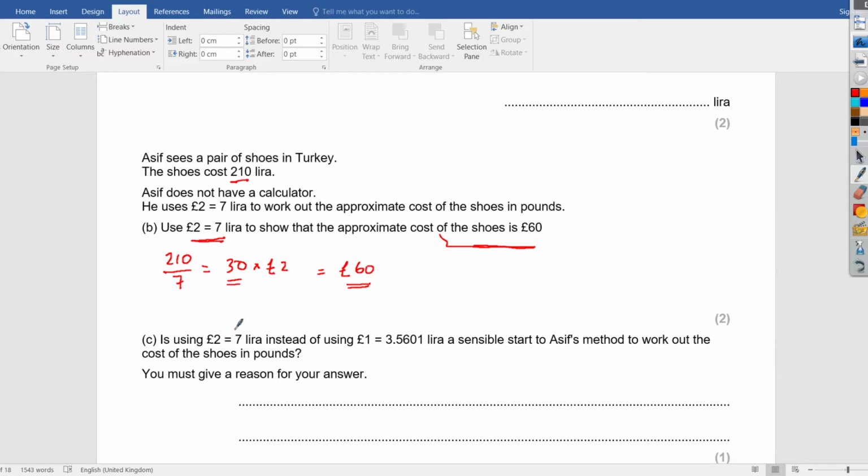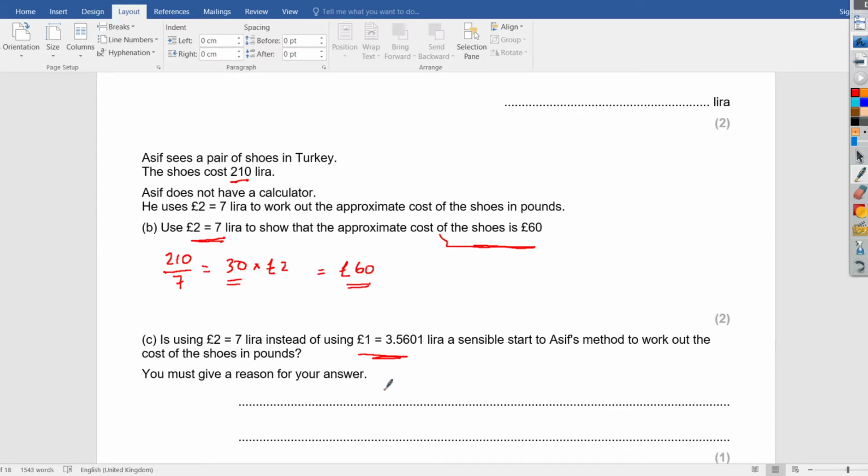Is using £2 equals 7 lira instead of £1 equals 3.560 lira a sensible start to Asi's method to work out the cost of the shoes in pounds? You must give a reasonable answer. Yes, I would say it's a very good and very sensible method.